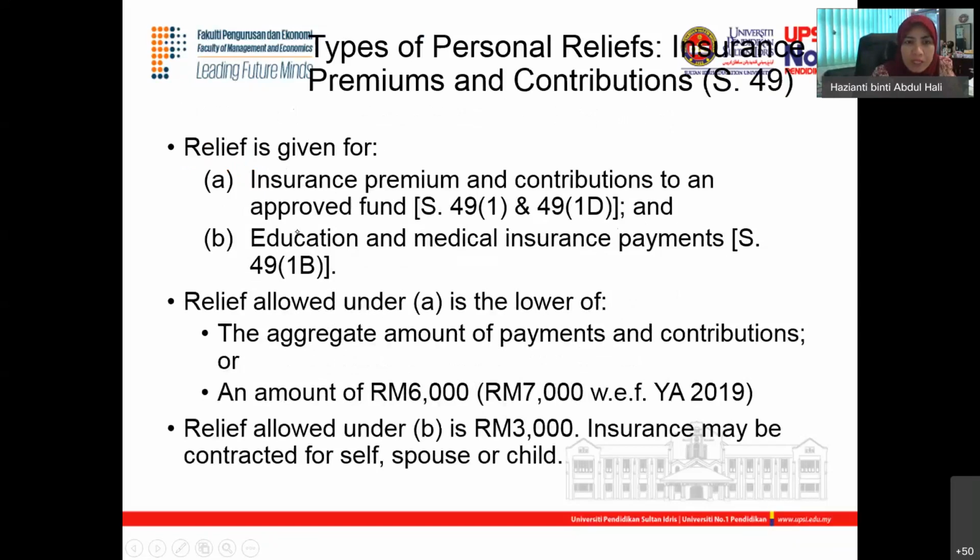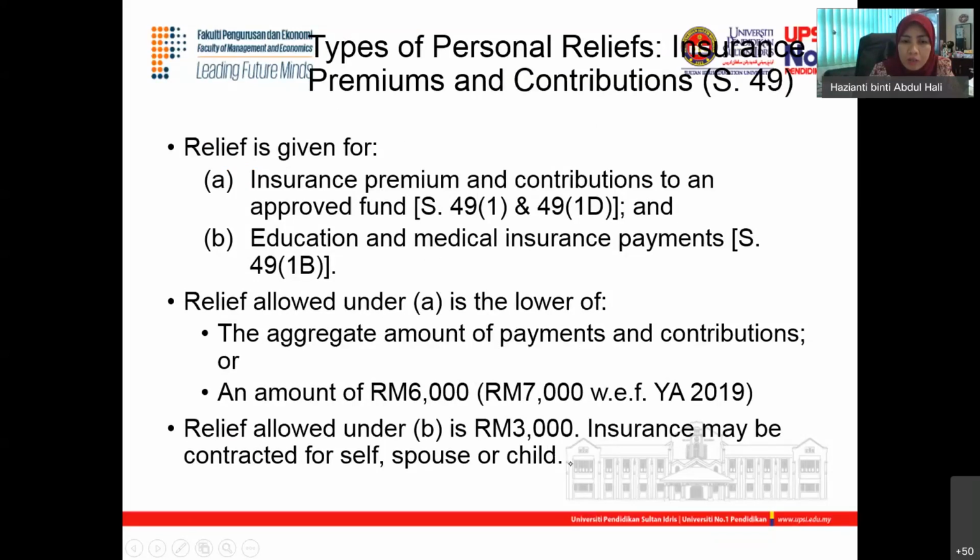Alright, so next one is insurance premium. Relief is given for insurance premium and contribution. So insurance premium ni ada life dengan medical, and also education. These are under section 49(1) and 1D, and education under section 49(1B). So untuk year of assessment 2019, the relief is 7,000 or lower lah, maximum 7,000.